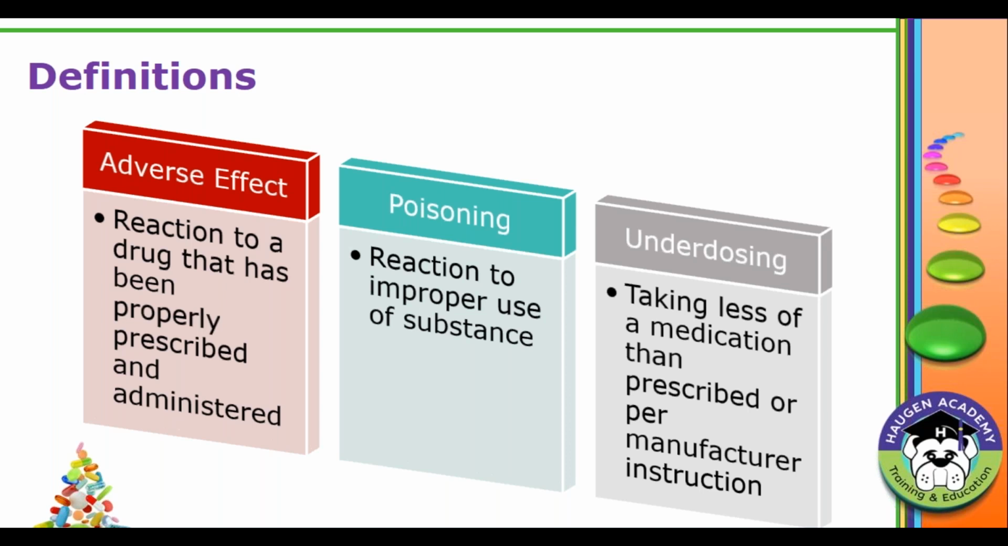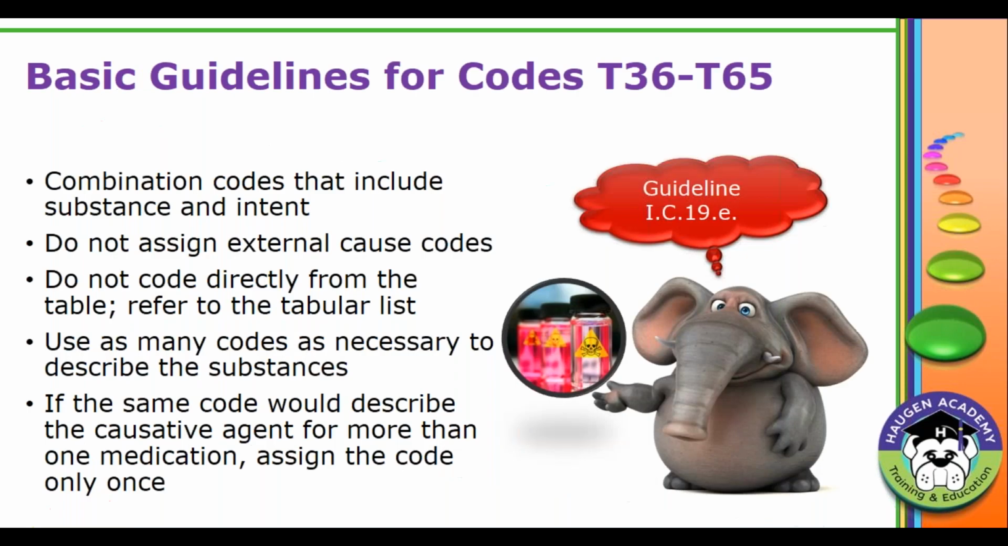Adverse effect is a reaction to a drug that's been properly prescribed and administered. So not just properly prescribed, but also properly given to the patient. A poisoning is a reaction to the improper use of a substance, and we're going to talk more about poisonings coming up. And then underdosing is taking less of a medication than prescribed according to the manufacturer's instruction. There have been a lot of questions about coding of underdosings because that is new over the last couple of years with ICD-10.